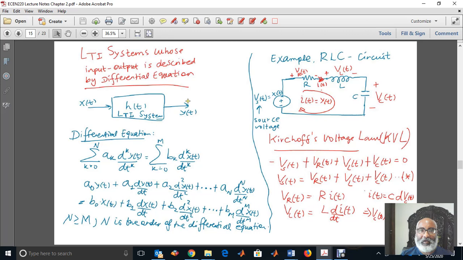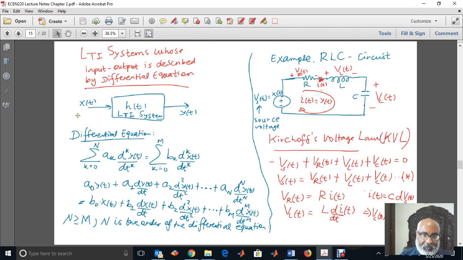Hello, students. In the previous lecture, we started solving linear time invariant systems described by differential equations. That means the input-output relationship is described by a differential equation. Today, we will have more examples on such kinds of systems.